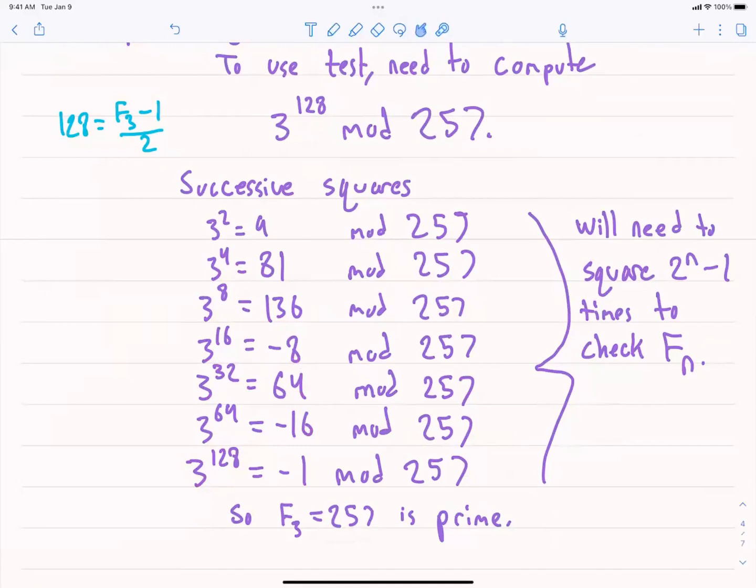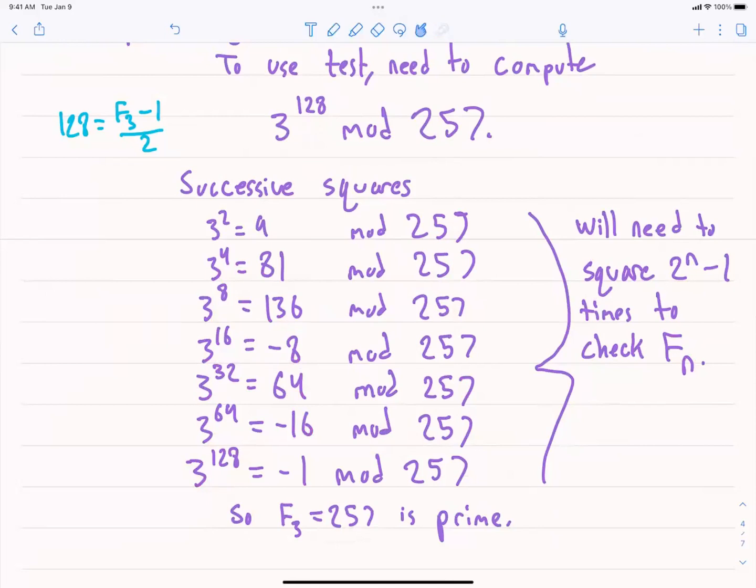And in general, if you want to check the nth Fermat number with Pepin's test, you need to square 2 to the n minus 1 times, starting at 3. All mod this very large number.